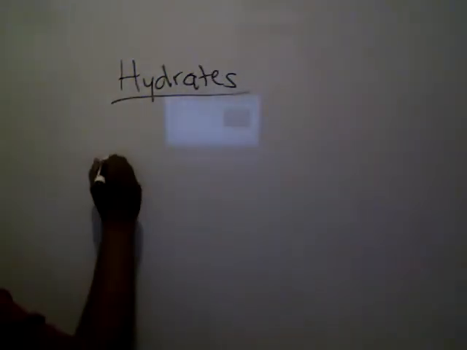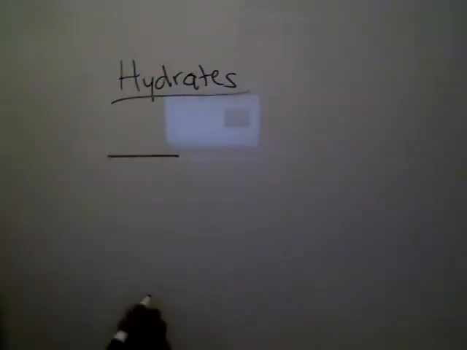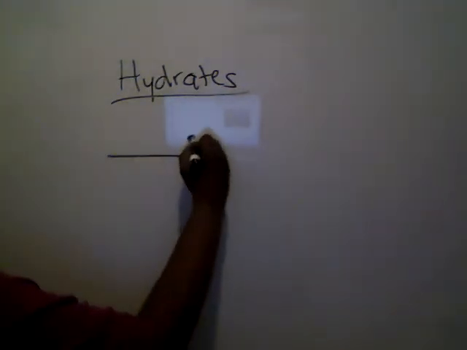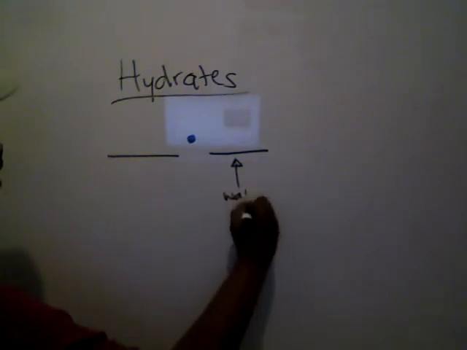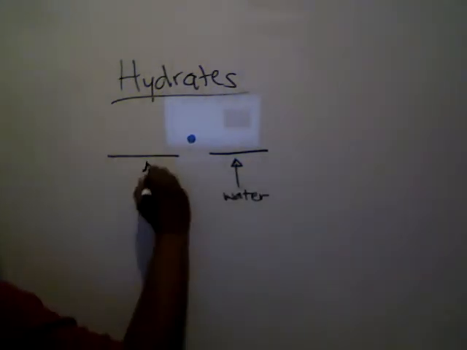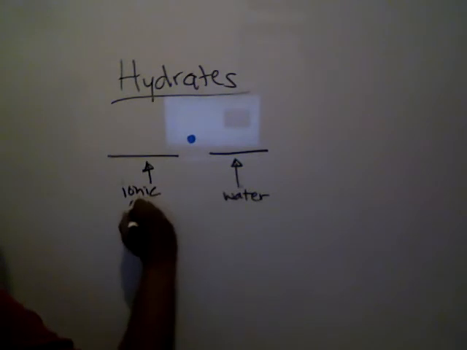And the general way that we write hydrates is we do the first part of the chemical formula, we do this dot, and then we do the second part. Now what goes in the second part is usually water. What goes in this first part is usually an ionic compound.